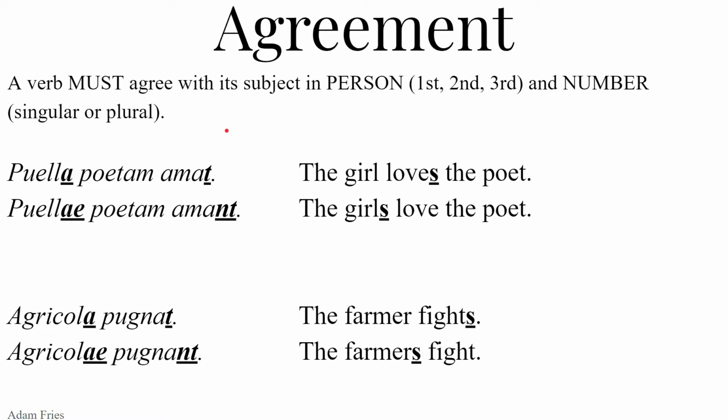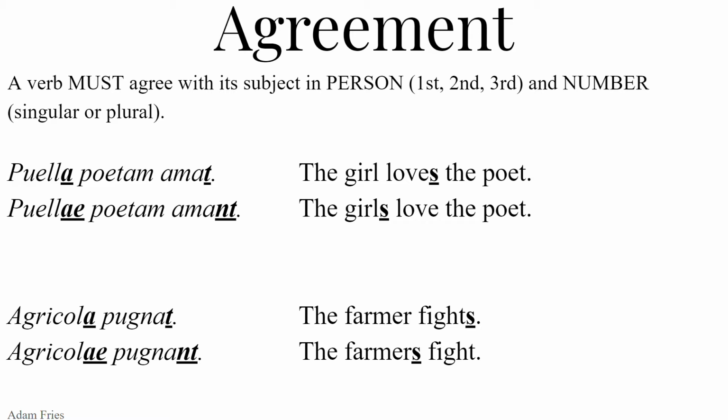First, let's cover agreement. A verb in Latin must agree with its subject in both person, that is first, second, or third person, and number, that is singular or plural. English does the same thing. So for example, like the girl loves the poet, girl is a third person singular, she, third person singular subject in the nominative case.